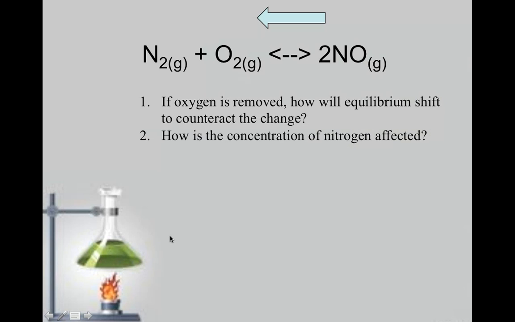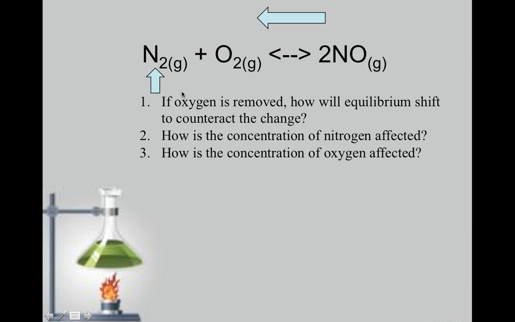Here we go. How is the concentration of nitrogen affected? Well, if we are shifting to the left, that means that we are making more of the reactants. In order to make more of the reactants, we're using up the products. That's how we make more of these. So if it's shifting to the left, we're making more of this stuff over here, so the concentration of nitrogen would increase.